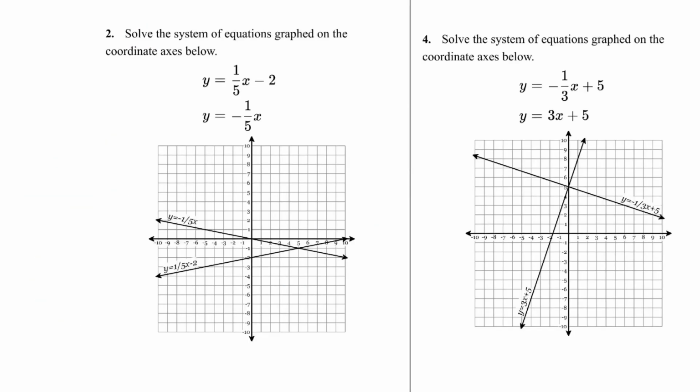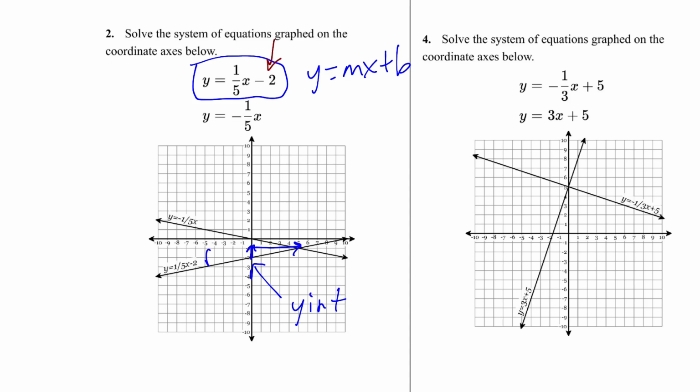Let's review how these lines work. If we have this formula here, that's y equals mx plus b. That's a line. The b part is the y-intercept. So here, this one has a y-intercept of -2. The slope represents the rise over run. And this one has a slope of 1/5. So you can see that we go up 1 and right 5.